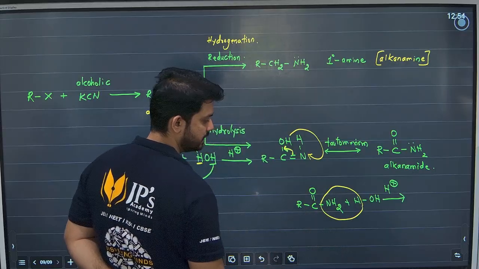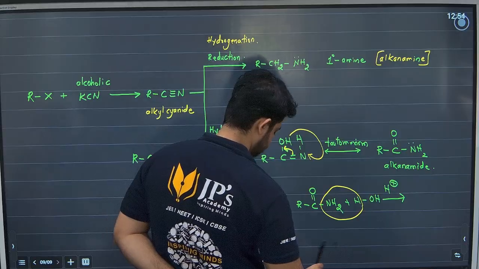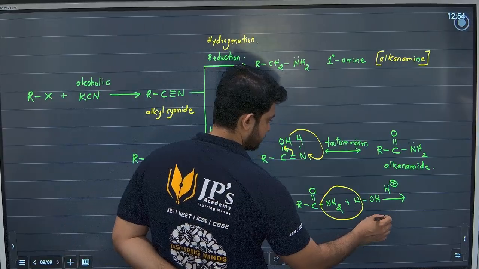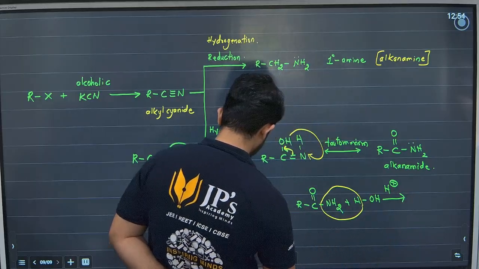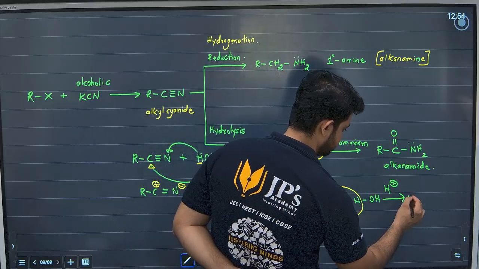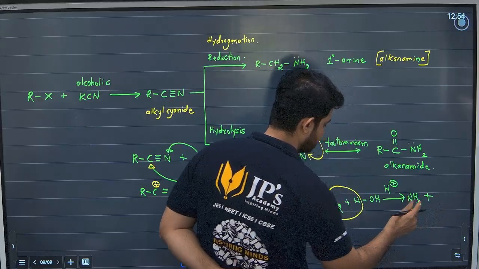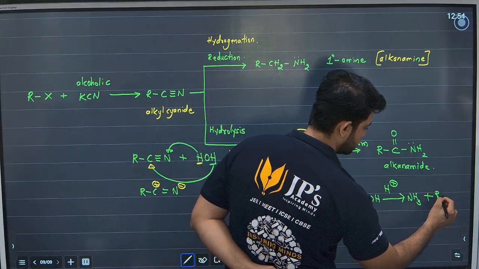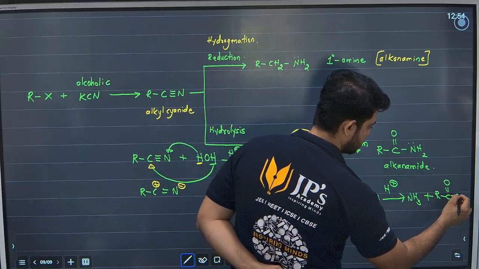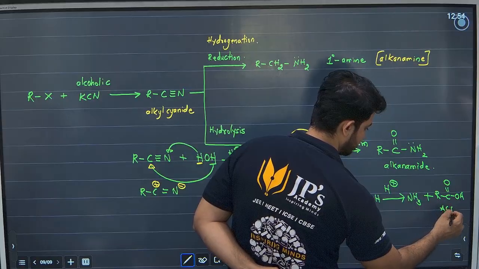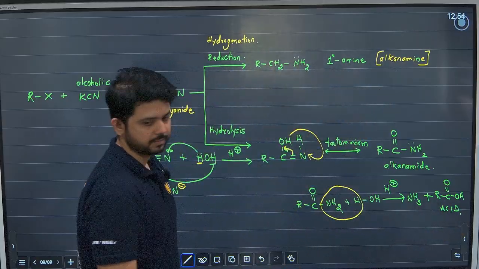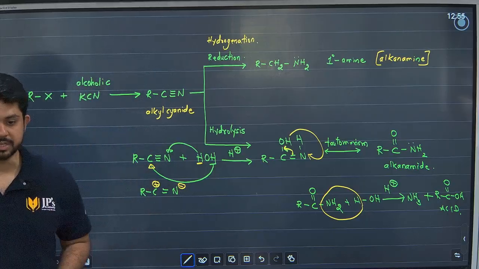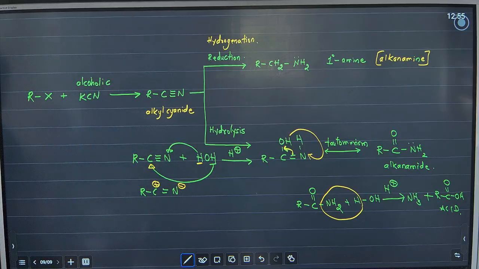What is that? NH3. And what's left? RCOOH. Carboxylic acid. Did you people get that?